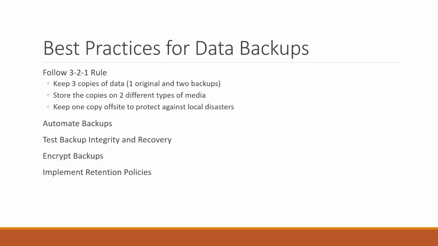And then 1 of the copies should always be kept off-site. Because of the 2 copies, 1 of them maybe in the cloud, this follows this rule to make sure that 1 copy is off-site to protect against natural disasters. We need to make sure that our backups are fully automated. We do not want to risk human error here, so we're going to use backup automation tools to schedule regular backups and ensure that the critical data is included.